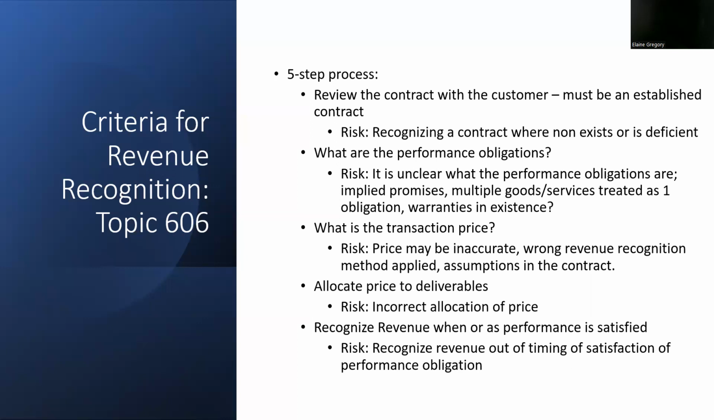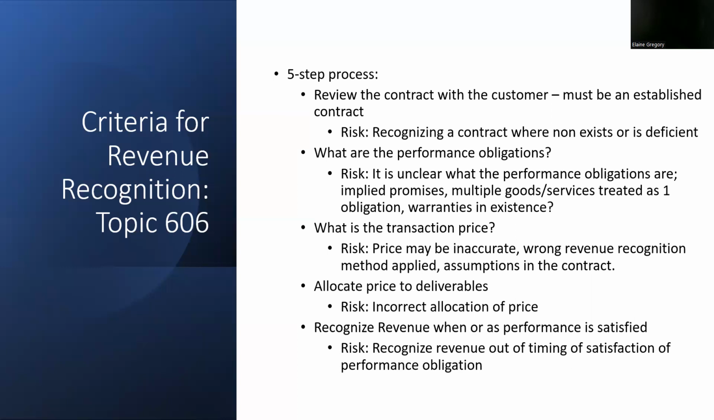When we think about the transaction price, we think, well, that's pretty obvious. Well, the price may be inaccurate. It could be wrong revenue recognition method applied. It may state that there has to be performance obligations and the revenue recognition is not being applied in the same manner to achieve the transaction price. There may be some questionable assumptions in the contract regarding the transaction price.